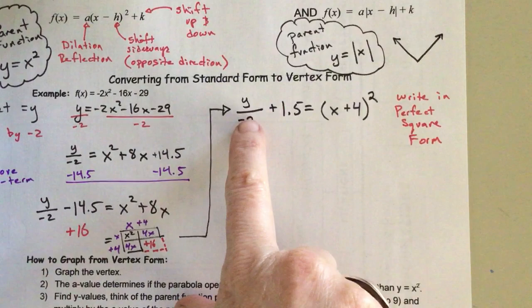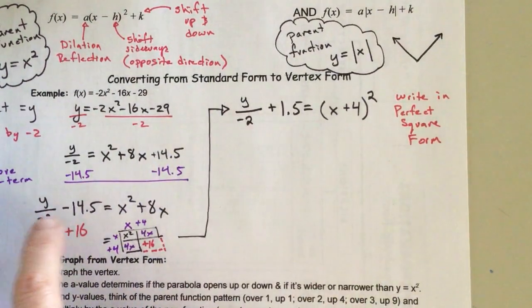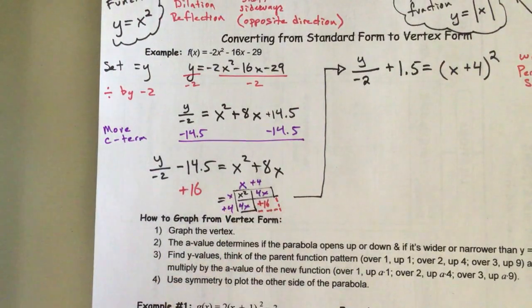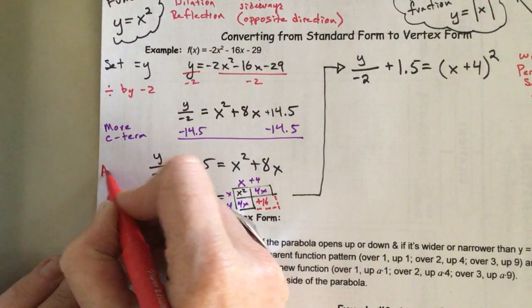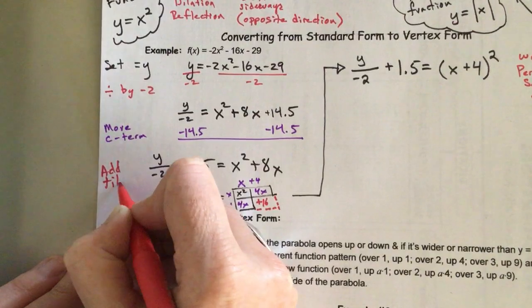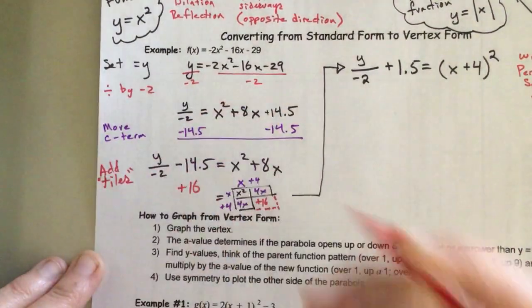Okay, last step is to get y by itself. Oh, I forgot to write over here that we were completing the square. You might want to do that. Complete the square or add tiles. Okay. Tiles or numbers, okay?